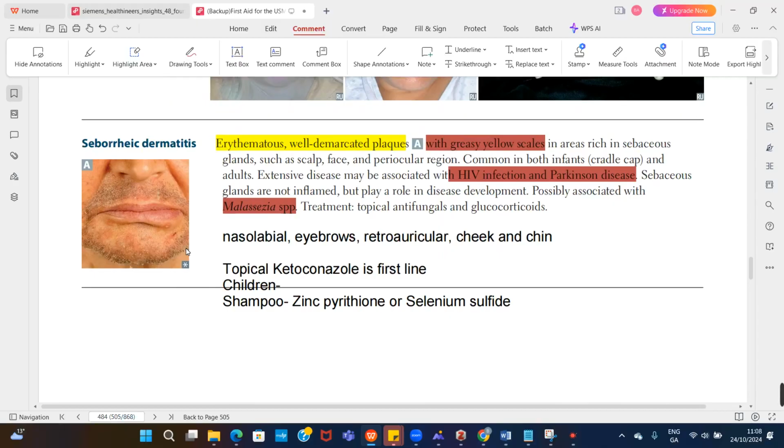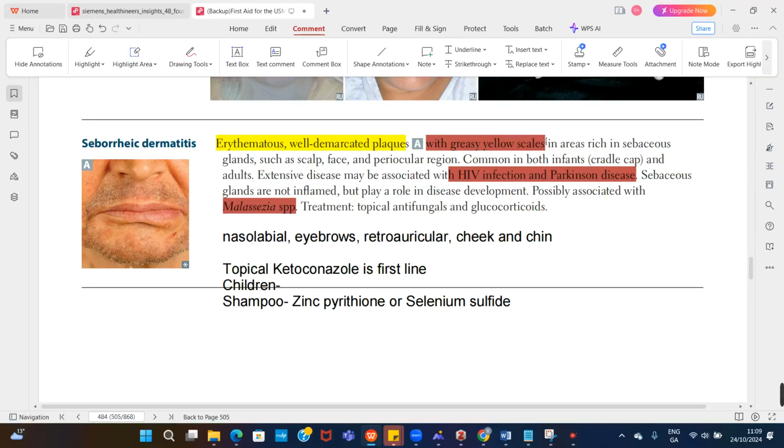What I just want us to know is the fact that seborrheic dermatitis can occur in children and in adults. That's number one. And number two, the lesions are described as erythematous plaques. But this is not the major stuff. The major stuff is the presence of greasy yellow scales, so oily yellow scales.